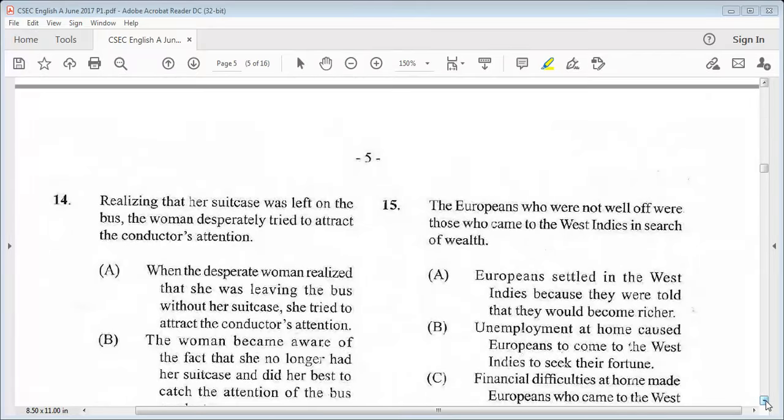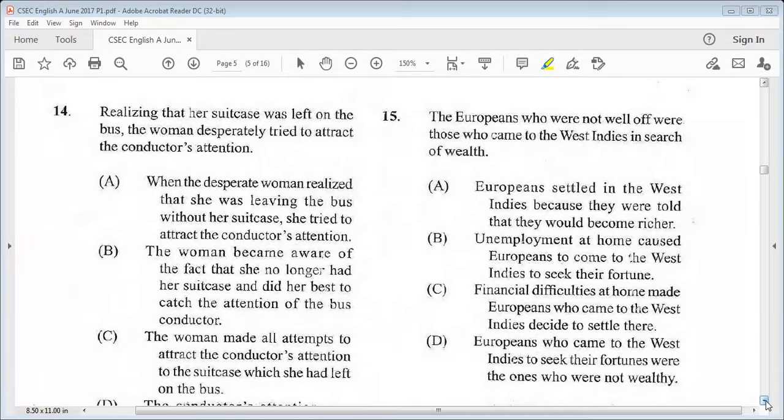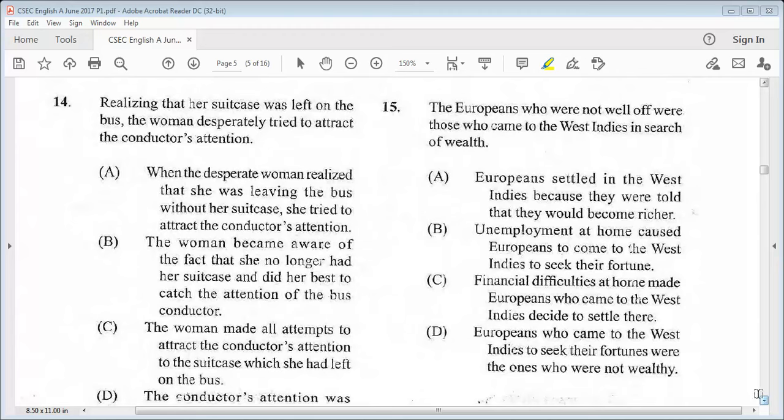14 says, realizing that her suitcase was left on the bus, the woman desperately tried to attract the conductor's attention. Now, A, C, and D are all not in harmony with what the original sentence says. So B is our answer for 14: the woman became aware of, just as in realizing, the fact that she no longer had her suitcase and did her best to catch the attention of the bus conductor. B. Let's go on to 15.